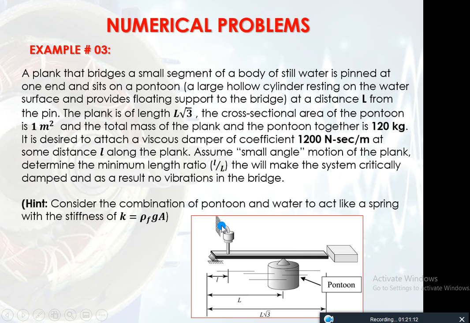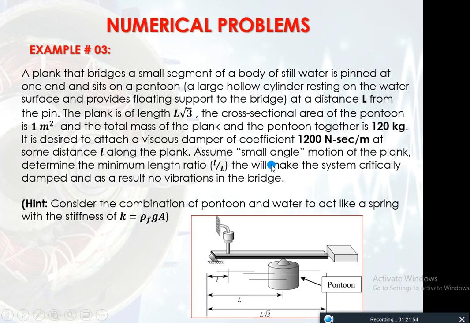It is desired to attach a viscous damper of coefficient 1200 Newton second per meter at a distance of small l along the plank. Assume small angle motion of the plank. This is a small angular displacement that is provided to this plank, and we have to determine the minimum length ratio, small l over capital L. We have to determine the ratio of the distance of the damper from the pin point to the distance of the pontoon from the pin point.